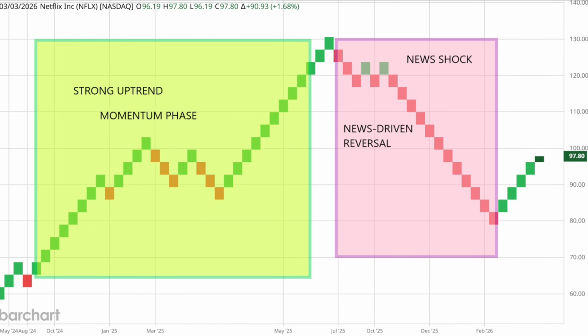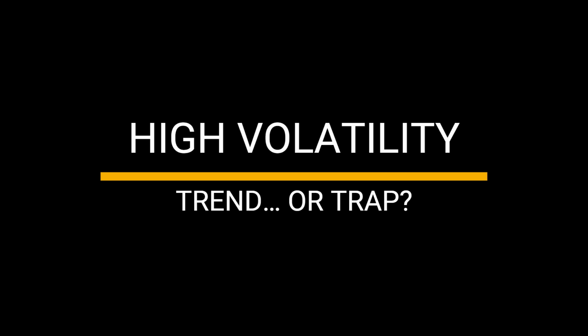Here brick size becomes very important. If your bricks are too small relative to volatility, the flips become extreme. This is where confirmation matters more. This is also where position sizing matters more. High volatility does not mean do not trade. It means demand stronger structure before committing capital.